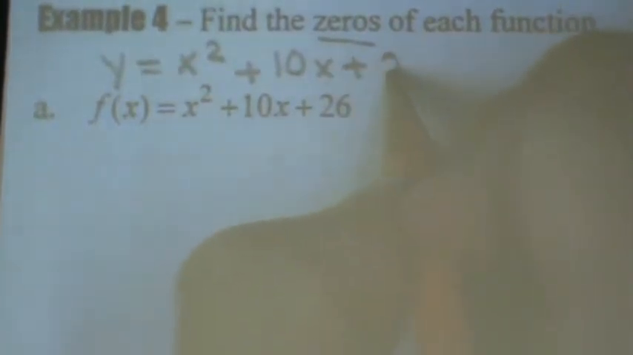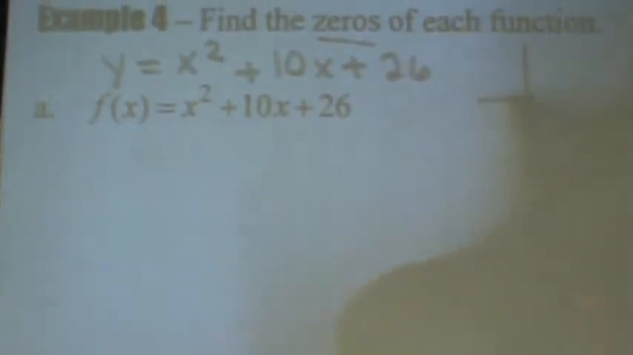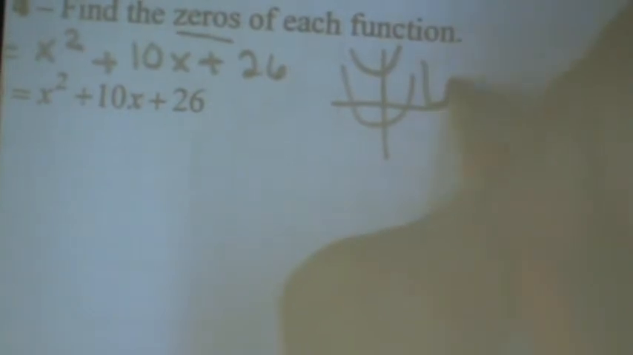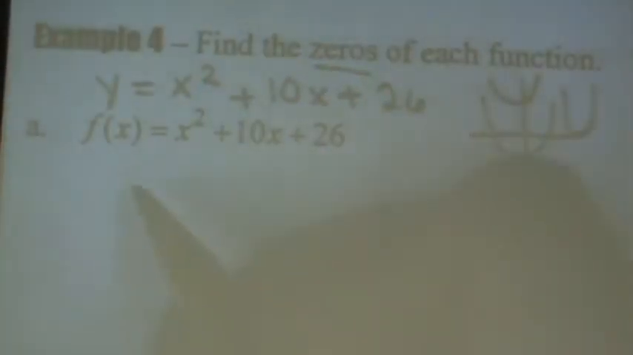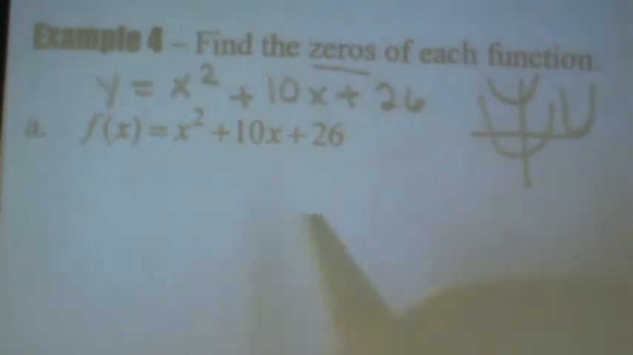Let's try this next one. Example 4. Now, it's asking you for the zeros. In other words, this is giving you a y, an x squared, and an x. So I know it's a quadratic. This is a graph. It could look like that, it could look like this, it could look like this. How do I know it's up though? Why did I draw all 3 of my graphs up? It's a positive, because it's a positive 1.